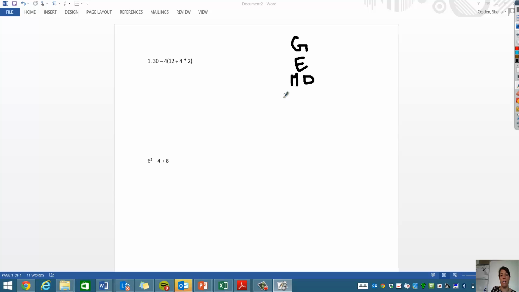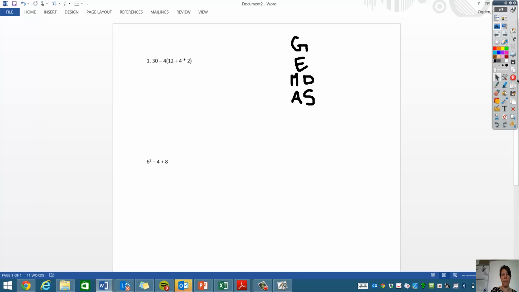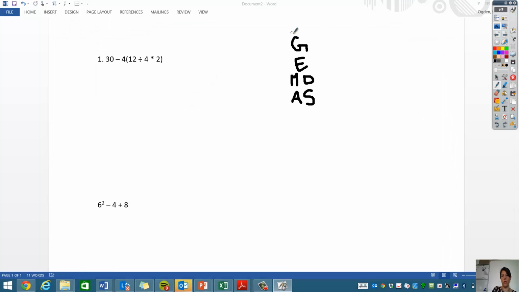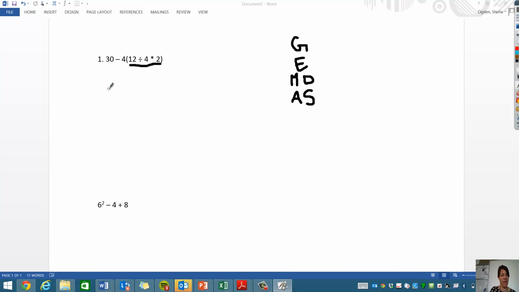So multiply and divide, multiplication doesn't have to happen before division. Whatever is on the left will happen first. And then you add and subtract again from left to right. So if I look at 30 minus 4, open parentheses, all this garbage, the first thing I'm going to do is go to the G for grouping symbols, parentheses, same thing. So all I'm looking at right here is this, 12 divided by 4 times 2. Something in there is going to be done first.